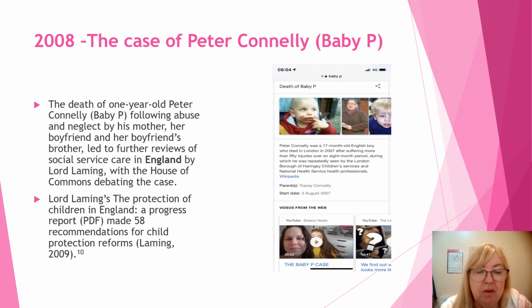2008, the case of little Peter Connelly, known as Baby P. You'll often see it known as Baby P. He was only a year old, following abuse and neglect by his mother, her boyfriend, and her boyfriend's brother, who all lived in the same house. There was a further review. Lord Laming was asked back to review his report and do a progress report on the report that he did after the Victoria Climbié case. He did a progress report that identified that there hadn't actually been a lot of progress, unfortunately. And he made 58 recommendations of change. I have put his report as part of your resources for you to have a little look at.